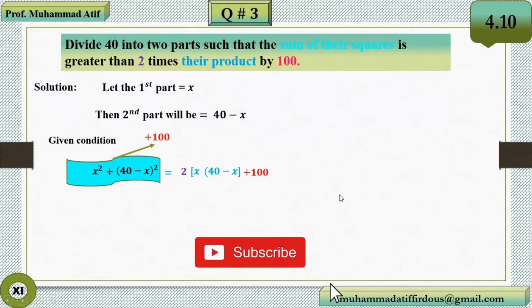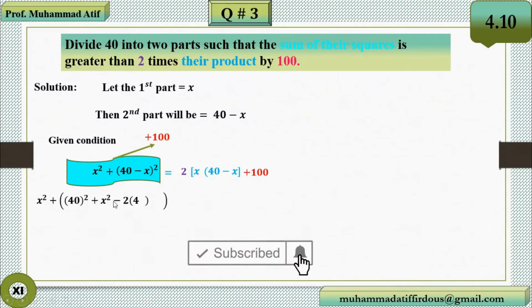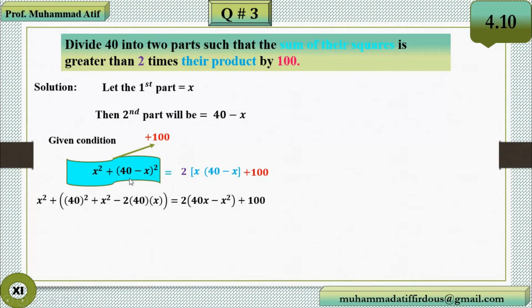Okay. Now just solve this equation. Use the formula (a minus b) whole square, which is equal to a square plus b square minus 2ab. So apply the formula (a minus b) whole square here. Just multiply x into (40 minus x). You have 40x minus x square.